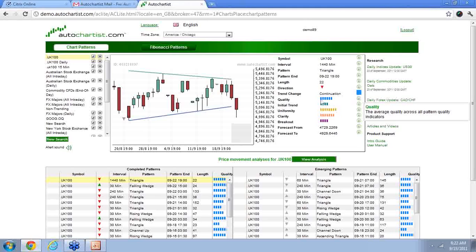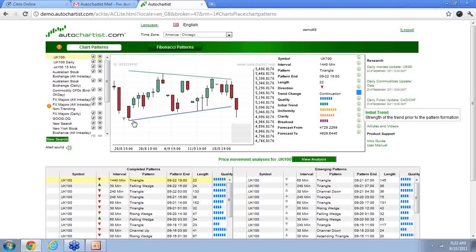Now the quality of the pattern, the overall quality, takes into consideration the average of these four major components. Okay, the initial trend, which represents the strength of the trend prior to the pattern formation. That means that as this market is coming down into this and starting the pattern, that's how it was rated: 4 bars. And these bars range from 0 to 10. So this is a below average initial trend as this pattern started.